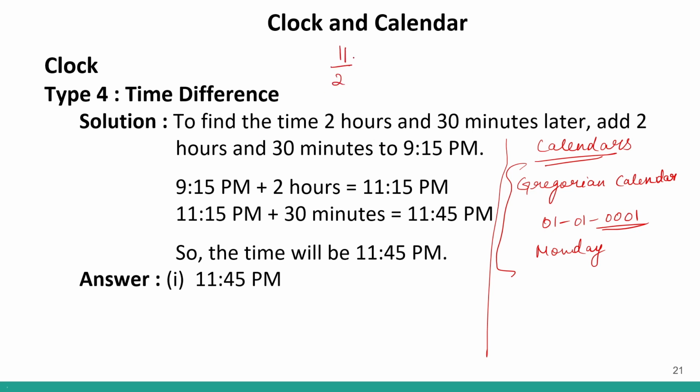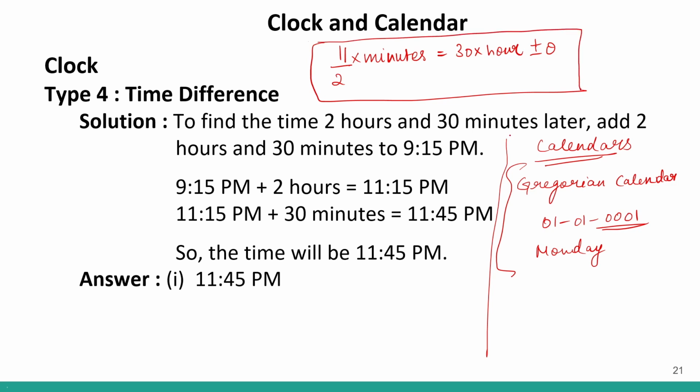One very important formula that we discussed: 11 into minutes equals 30 into hours plus minus theta. This is the ultimate formula that is being used in most of your clock type of questions. So please remember this. This is very important. Just remember this formula and based on this formula, you can solve so many questions in clocks, most of the questions. Then the concept of AM to PM and PM to AM. This can be confusing. This you have to take care of. This is the tricky part and this you have to take notice.